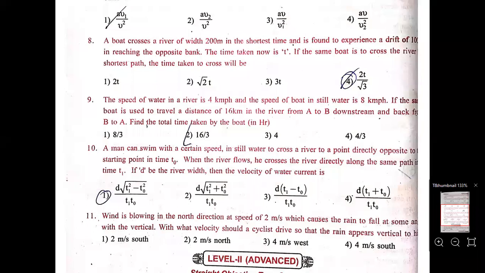A man can swim with a certain speed in still water to cross the river to a point directly opposite to the starting point in a time t0. When the river flows, he crosses the river directly along the same path in a time t1. If d be the river width, then the velocity of the water current is dash.